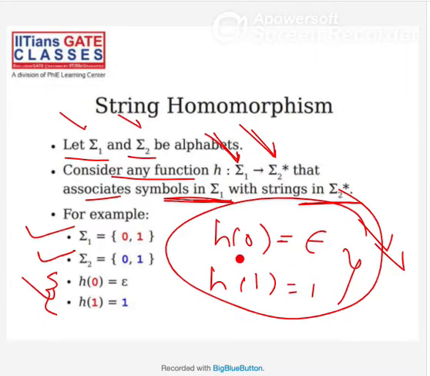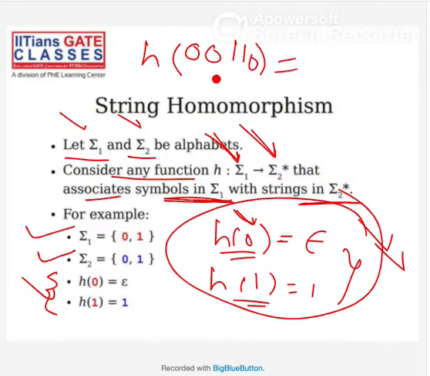Now once you have this, like 0 is mapped to epsilon and 1 is mapped to 1, how can you find the homomorphism of a string? This is the homomorphism of symbols, h of 0, h of 1, the input symbols. Now you can very easily find the homomorphism of strings. For example, if you have the string 00110, then h of 00110 will be h of 0, which is epsilon, dot 1, dot 1, dot epsilon, and this is your 11.